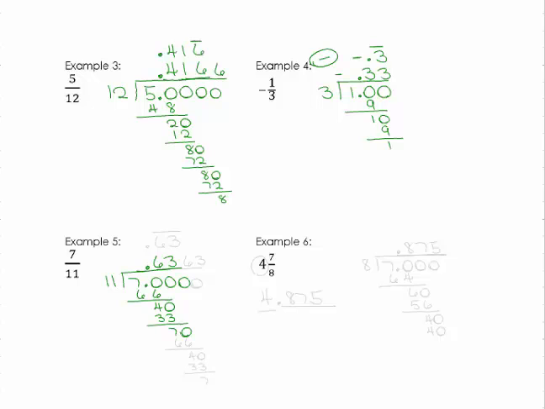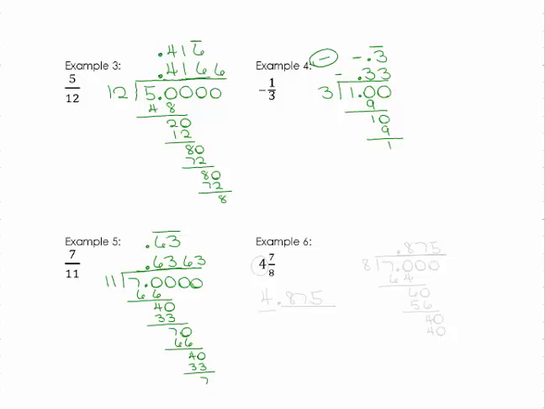11 goes into 70. Wait a second, this looks like something I've done before. Hang on. 6 times 11, 66. When I subtract, I end up with 4. Bring down another 0. That looks like 3 again. This is going to keep on going. This time, 2 numbers are repeating, not just 1. So when I write my answer, I'm going to draw the line over both of those digits that repeat, and that's how I represent it as 0.63 repeating.